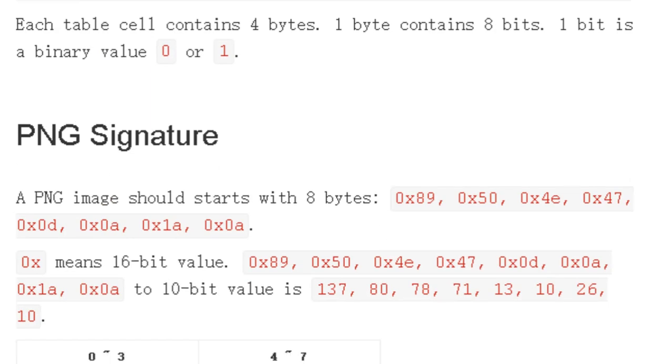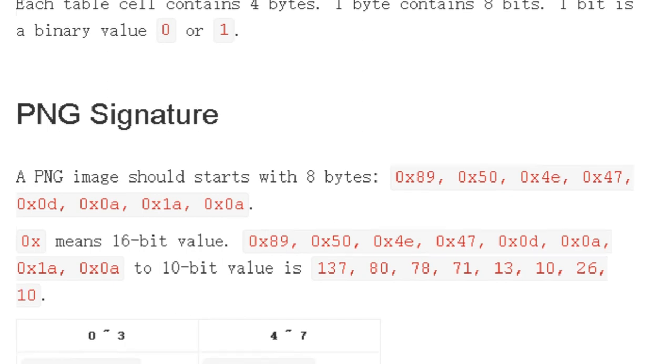Each table cell contains 4 bytes. 1 byte contains 8 bits. 1 bit is a binary value 0 or 1. Alright, so just some fundamentals there.